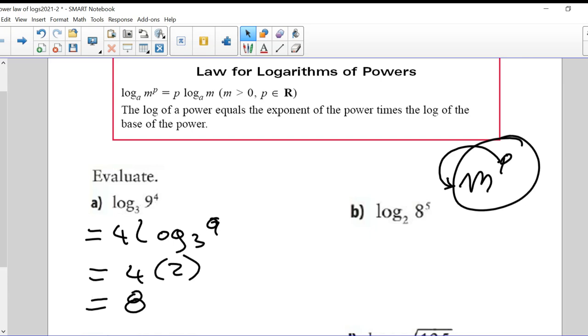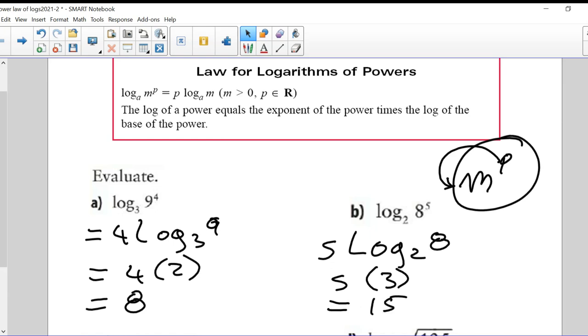The same thing would work with the second one, the log base 2 of 8 to the power of 5. So I'm going to say that I can write that as 5 times the log base 2 of 8, which means that's the same thing as 5 times, well, the log base 2 of 8 is 3. So the answer is 15. So it's a very useful concept to learn and to apply.